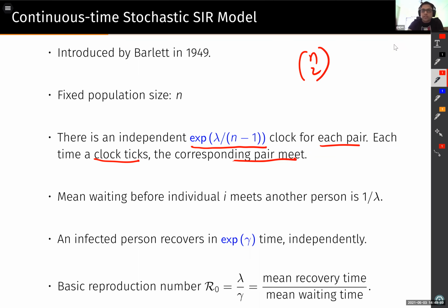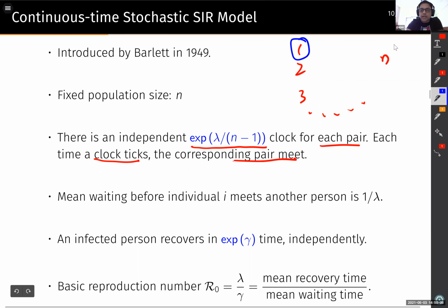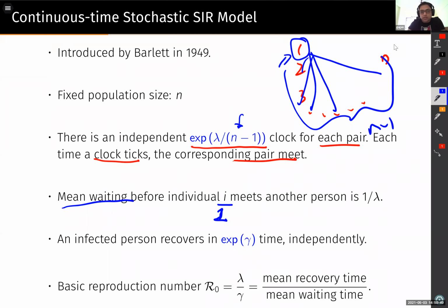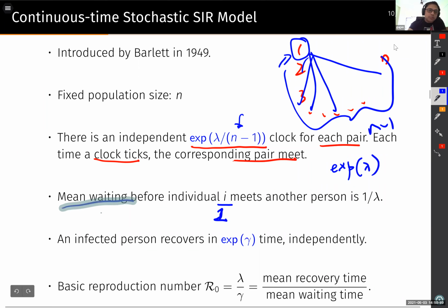So let's say you have these individuals, 1, 2, 3, all the way up to n. Let's say you fix individual one, and you want to ask what is the mean waiting time before this individual meets another individual from amongst the remaining n minus one. So we are interested in knowing the waiting time before some fixed individual meets another person. It is basically the minimum of these n minus one exponential clocks. The minimum of exponential random variables is another exponential random variable whose parameter is the sum of these parameters. Consequently, the waiting time before a fixed individual meets any other individual is exponential with parameter lambda, and from this, one can figure out that the mean waiting time is 1 over lambda.